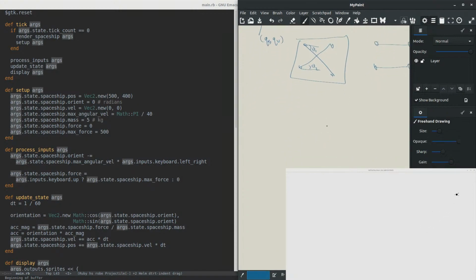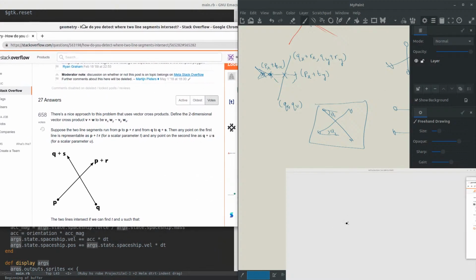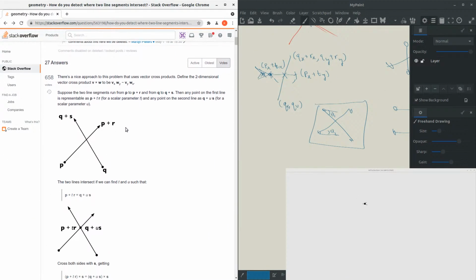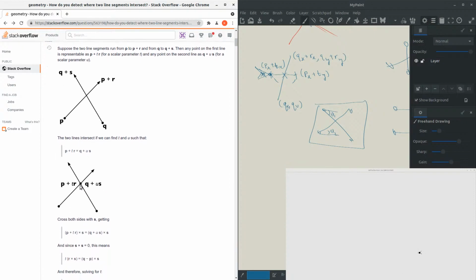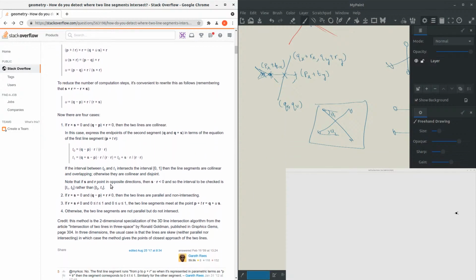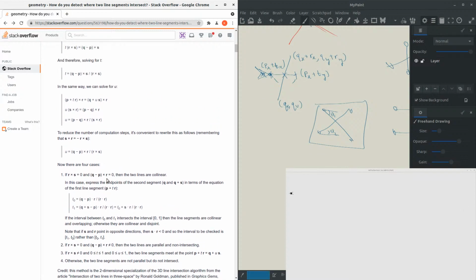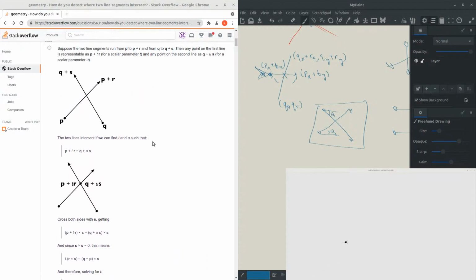I'll explain it. Alternatively, we can use a vector-based approach, and there's an awesome Stack Overflow answer, which is right here. What this does, we have our p plus r. I'm sorry, this was backwards, wasn't it? We'll fix that in a sec. We're essentially looking for some intersection. So why don't we go through this and try to understand it, okay? Why don't we start with the very basic part of this.